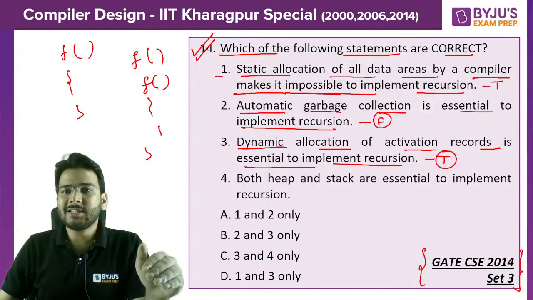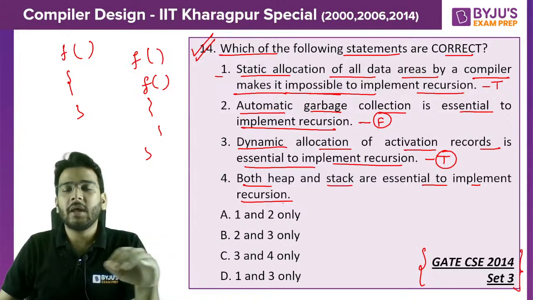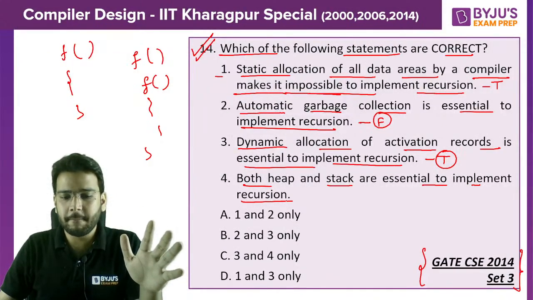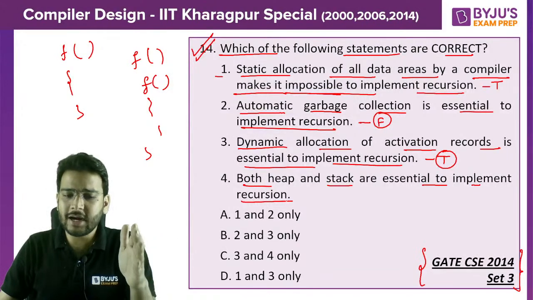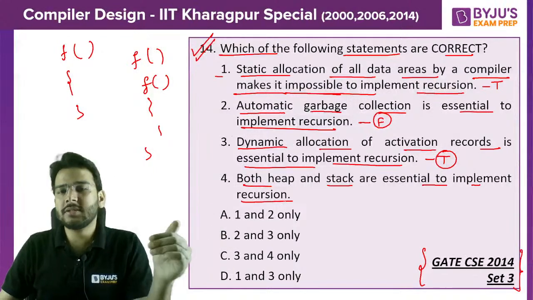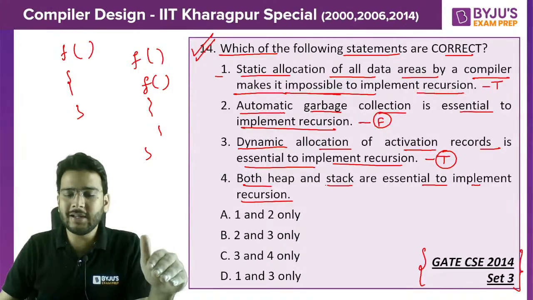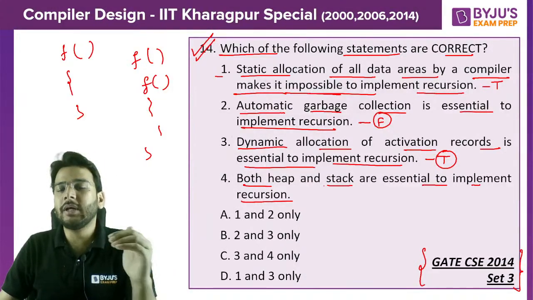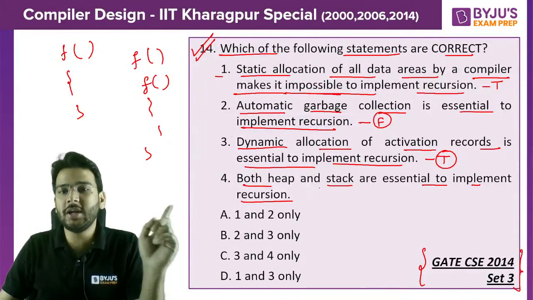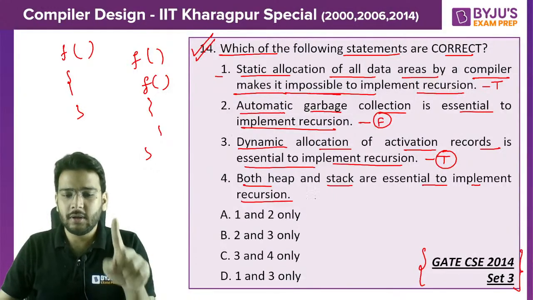Now come to this last statement. Both heap and stack are essential to implement recursion. Is it so? One of them will suffice. Yes, that is correct, Raja. Yes, Shirisha, free we used in case of C programming, right? Now, both heap and stack, are both necessary, or will either one of them suffice? If you have heap, then also you can implement recursion. If you have stack, then also you can implement recursion. Clear?